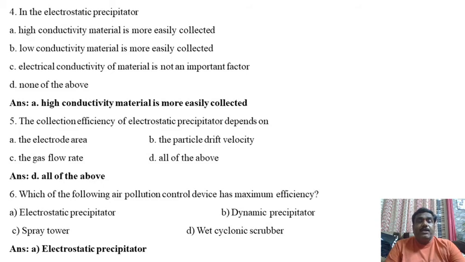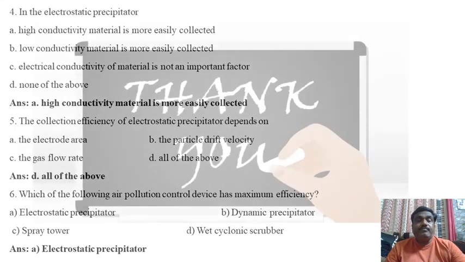The fifth question is, the collection efficiency of electrostatic precipitator depends on: A is electrode area, B is the particle drift velocity, C is the gas flow rate, and D is all of the above. The answer is all of the above. Sixth question is, which of the following air pollution control devices has maximum efficiency? A is electrostatic precipitator, B is dynamic precipitator, C is spray tower, D is wet cyclonic scrubber. The answer is electrostatic precipitator. Thank you.